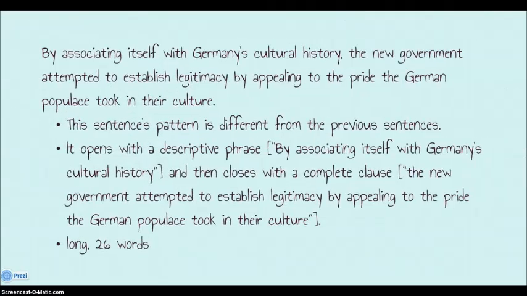Moving on to the next sentence, we have, by associating itself with Germany's cultural history, the new government attempted to establish legitimacy by appealing to the pride the German populace took in their culture. So this pattern is different from the previous two. It has a descriptive phrase at the very beginning, by associating itself with Germany's cultural history, and then it closes with a complete sentence, new government attempted to establish legitimacy. This is a long sentence. It's 26 words long. That's not a bad thing. It's just different, and that's what you want. You want variety in your sentences.